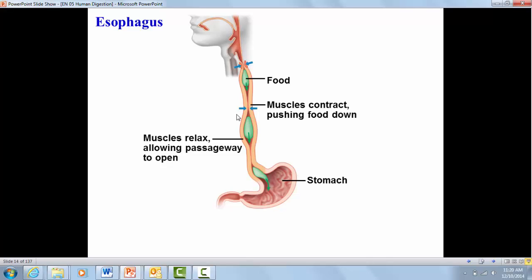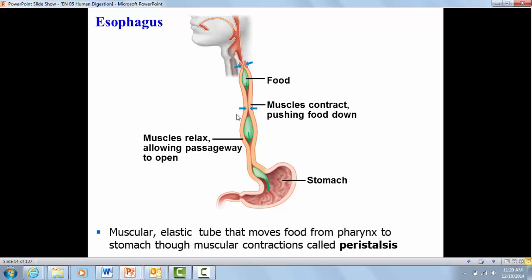The esophagus also serves as a very important way to get food and actually push it, similar to a toothpaste tube, into the stomach. So the food is moving here through the esophagus. The muscles will contract and push that food down, and when the muscles relax, they allow the passageway to open up again and for the food to move further down. This movement is called peristalsis.